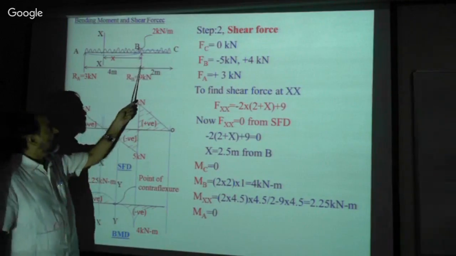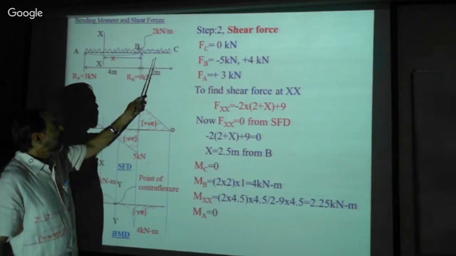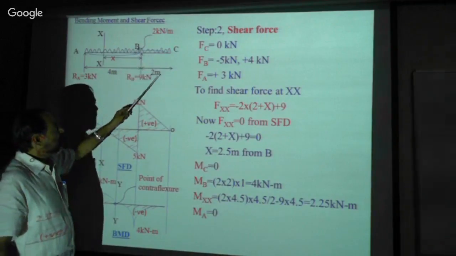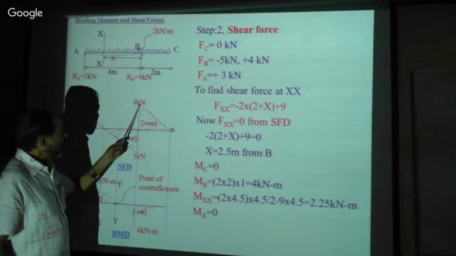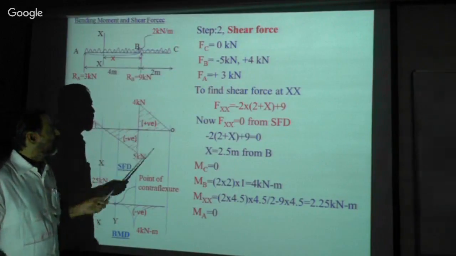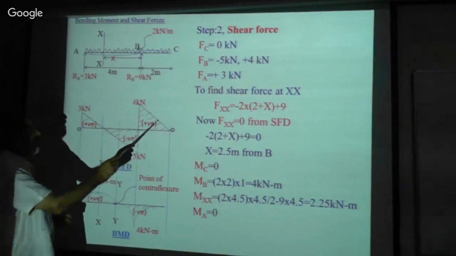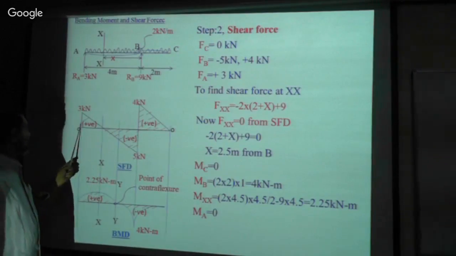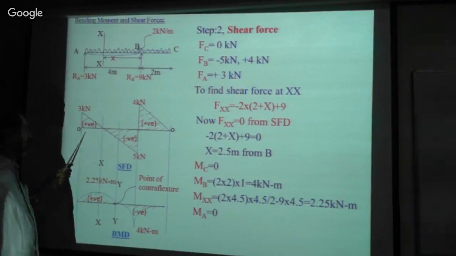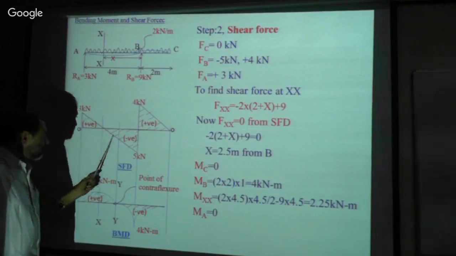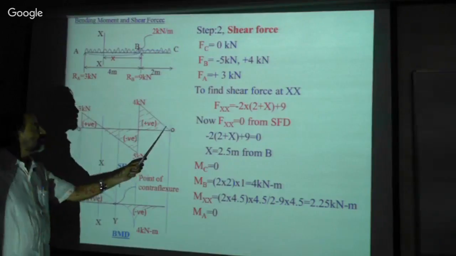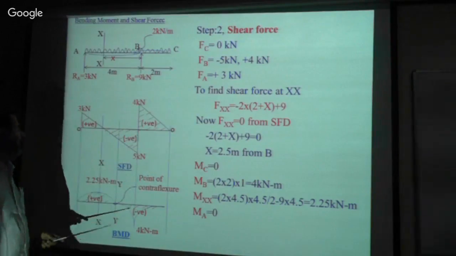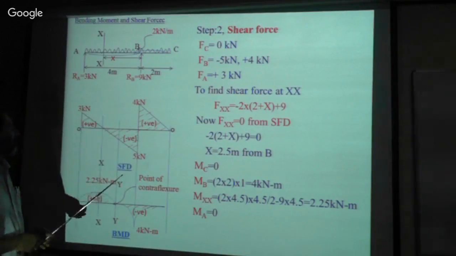From here to here, there is 2 into 2, that is 4 kilonewton acting downward. Therefore, from here to here, draw the inclined line, until we reach this point, which is 0. Now complete this diagram. This is the reference 0, then 3 kilonewton, then 8 kilonewton, then 9 kilonewton, then 4 kilonewton, and 0. This completes the shear force diagram.